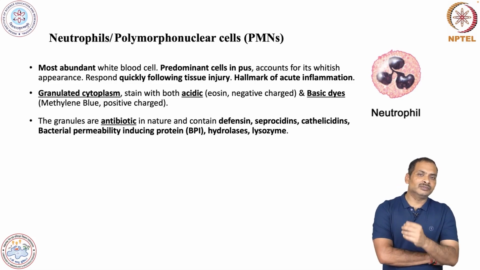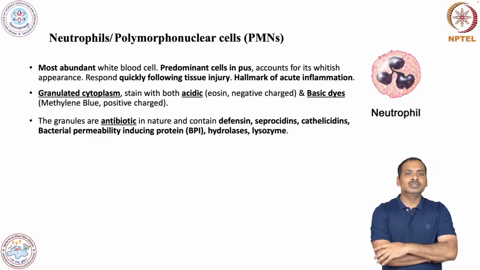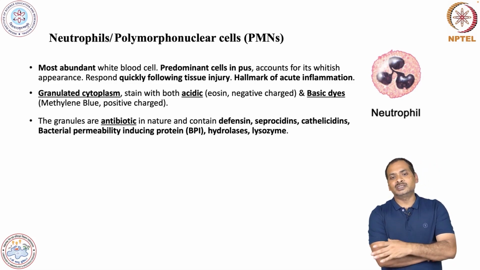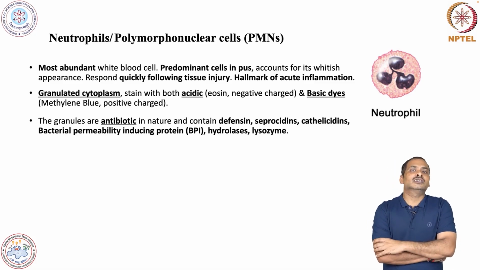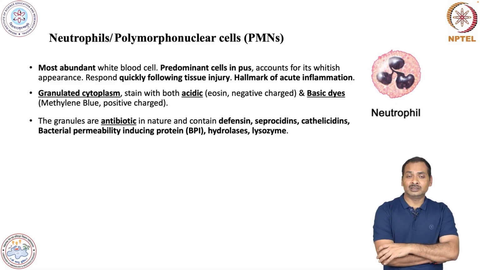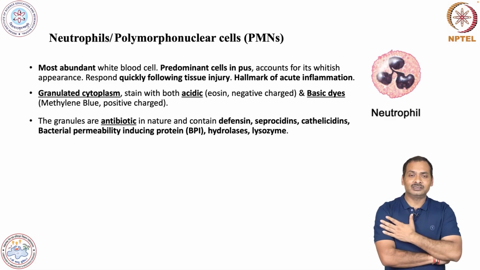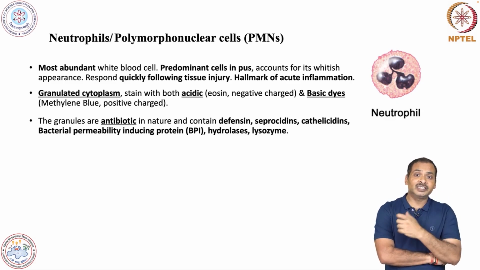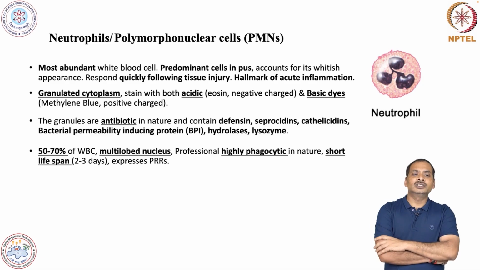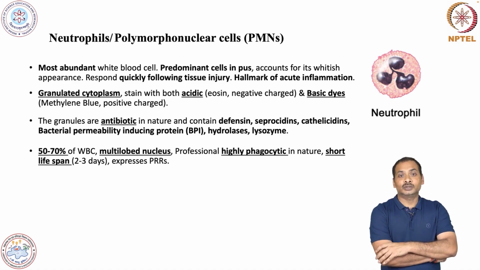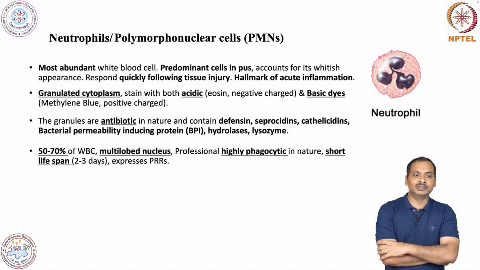There is an enzyme which can break down complex sugars, and there is also the enzyme lysozyme, okay. You know that lysozyme acts against peptidoglycans, okay. It is also present in tears, okay. So, these are the composition of these granules, and basically they constitute about 50 to 70% of white blood cells. You can see this is quite a big number, okay.